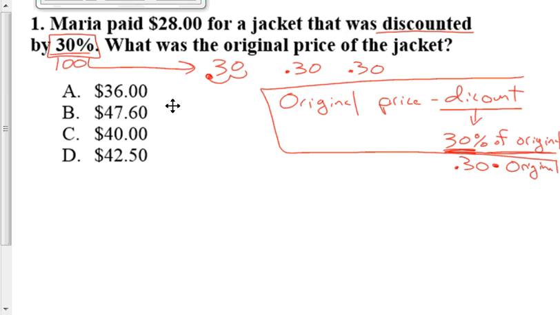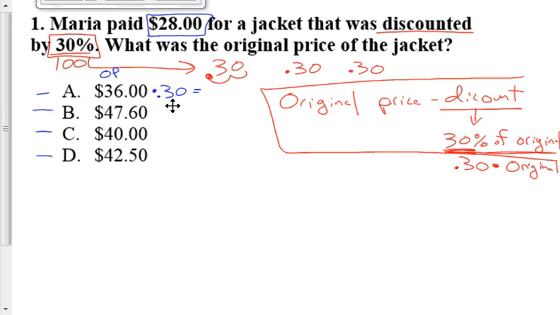Okay, so there's a couple ways I'm going to show you how to solve this problem. The first way is going to be to use the answers and treat these as the original price, and then see which one would actually give us the $28 that we're looking for. So if we start with A, if $36 is the original price, I'll call it OP, then to get the discount, we're going to multiply that by the 0.30 and see what we get.